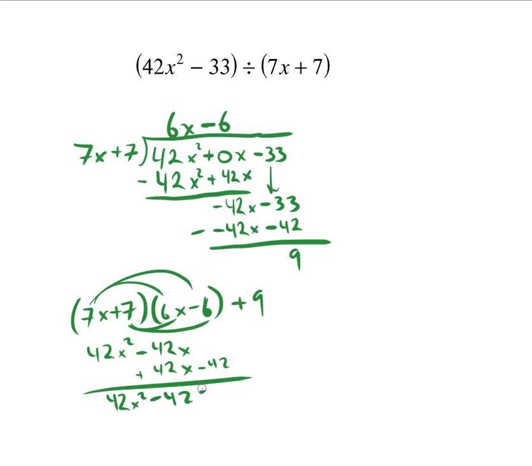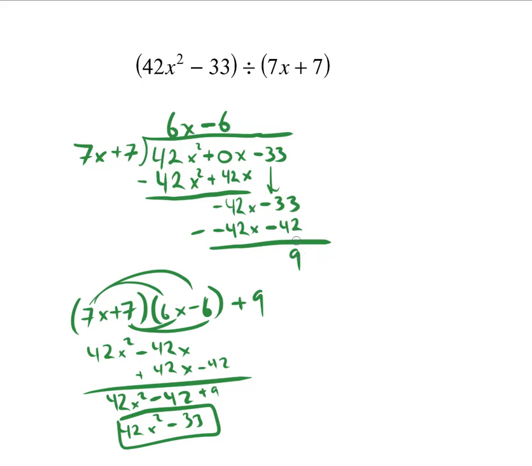So now that I finished that whole FOIL process, now I need to add my plus 9. And by adding my plus 9, right, combining these like terms here, I get 42x squared minus 33, right? But I wanted to show you that that's how that works if you were to leave this just kind of a remainder. But if you turn it into a fraction, then that actually gets factored in with the whole polynomial. That 9 over 7x plus 7 actually gets put inside this parentheses, right?